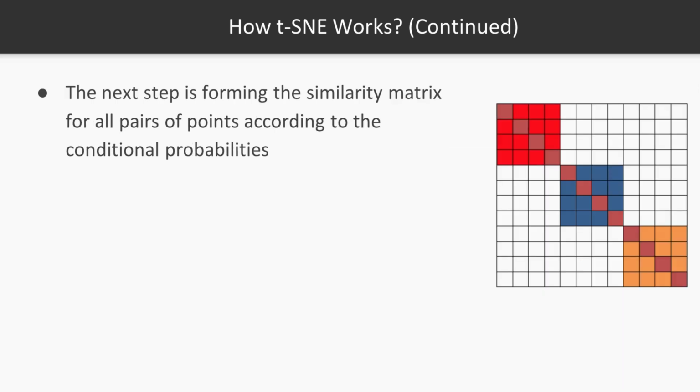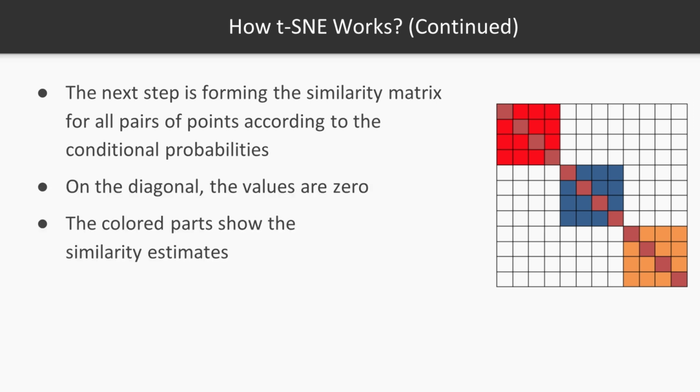The next step is forming the similarity matrix for all pairs of points according to the conditional probabilities. On the diagonal, the values are 0. The colored part shows the similarity estimate. There is high similarity among points that are close to each other. The white part shows small similarity. These points should not be in the same cluster after dimensionality reduction.